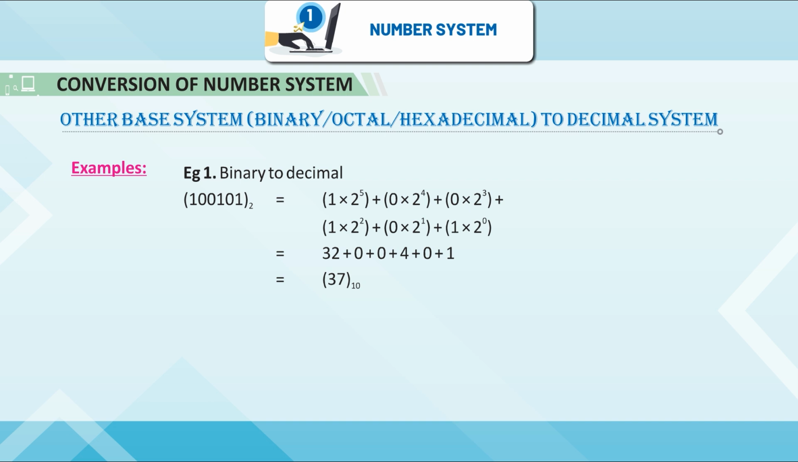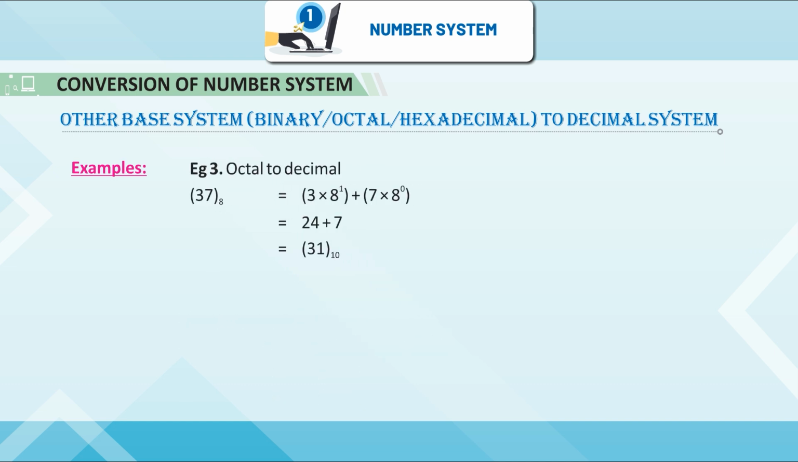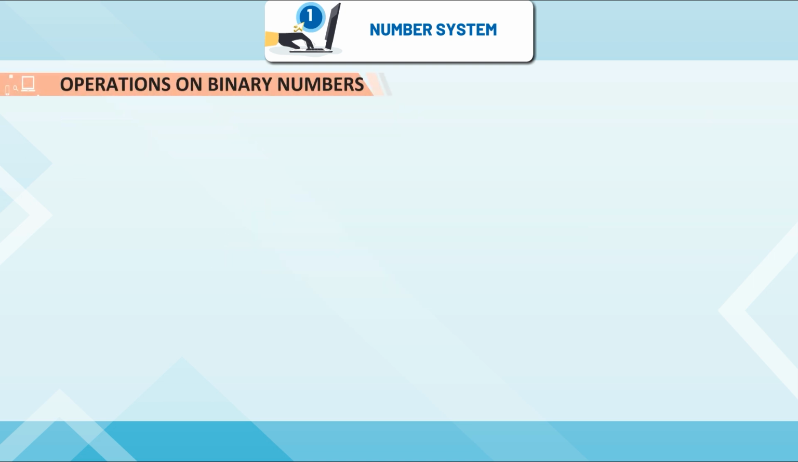Examples. Example 1. Binary to decimal: 100101 with base 2 is equal to 37 with base 10. Example 2. Hexadecimal to decimal: 25 with base 16 is equal to 37 with base 10. Example 3. Octal to decimal: 37 with base 8 is equal to 31 with base 10. Fact Corner. Numeric code is known as ASCII, American Standard Code for Information Interchange.